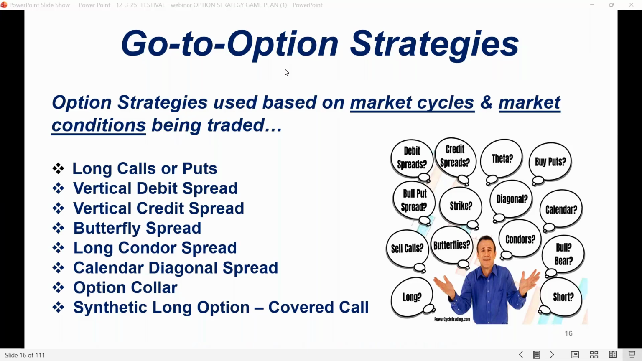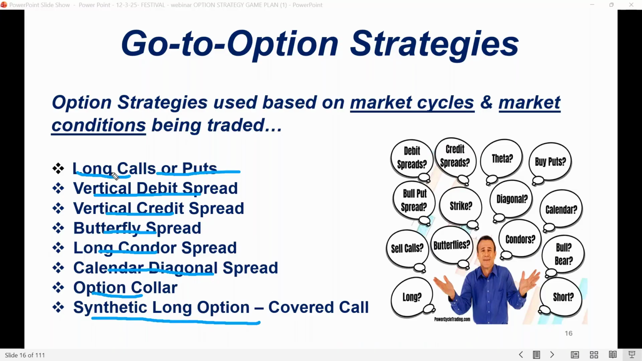So some of the go-to option strategies that I like to use based on what the market cycles are doing and market conditions are going to be the long call or long puts, okay? Or we can do the vertical debit spread, vertical credit spreads. The butterfly spread is a really good one. The long condor, the calendar diagonals are fantastic. The option collar and the synthetic long.